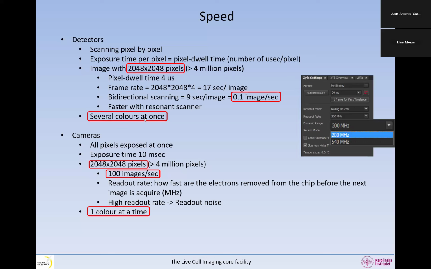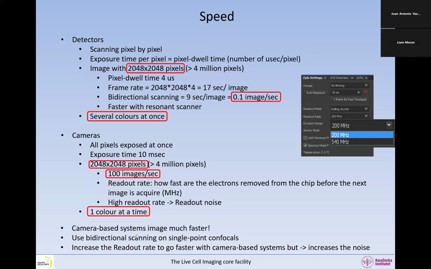Here we have several colors at once, and here we have only one color at a time. And there are some tricks. We'll talk about that tomorrow. So camera-based systems image much faster. It's not surprising. But if you use a single point confocal, try the bidirectional scanning. You will see that, for example, when you image a fast overview to navigate in your sample, it is extremely useful to use bidirectional scanning. And on the camera-based system, you should increase the readout rate to go faster, but this increases the noise.